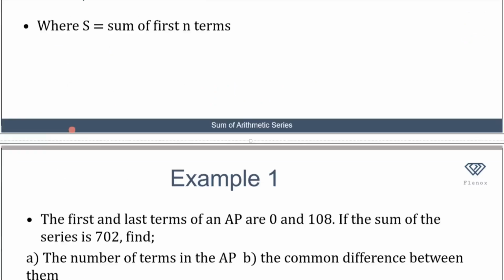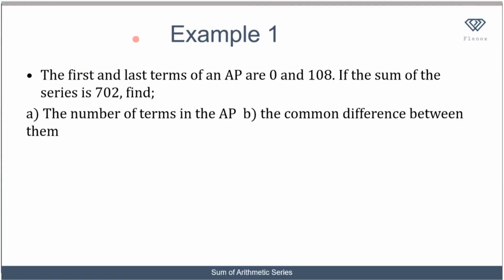So let's try to walk through some examples. Here we are told that the first and the last term of an AP are 0 and 108. In the first part, the first term a is 0 and the last term is 108, and we are told that the sum of the series is 702. We are told to find the number of terms.